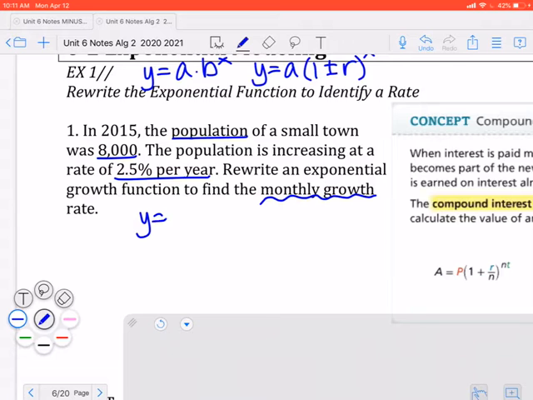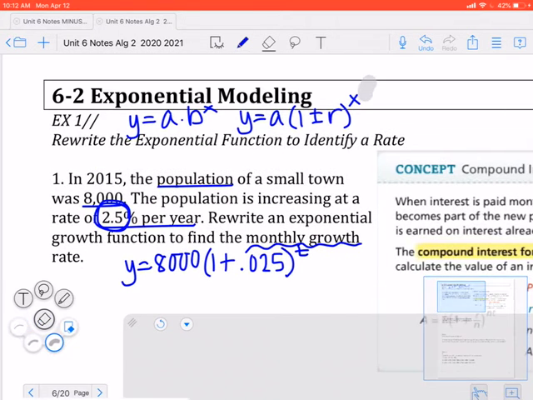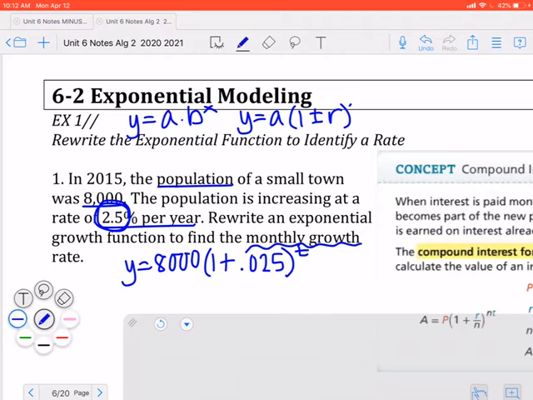So we're going to start out with y equals our initial value, 8,000, times 1 plus our r, 2.5%, move the decimal 2 places to the left, so 0.025. And instead of x, we used a t for time, and actually up here on that one I should have done that. So they replaced the x variable with a t just so it could be in time.